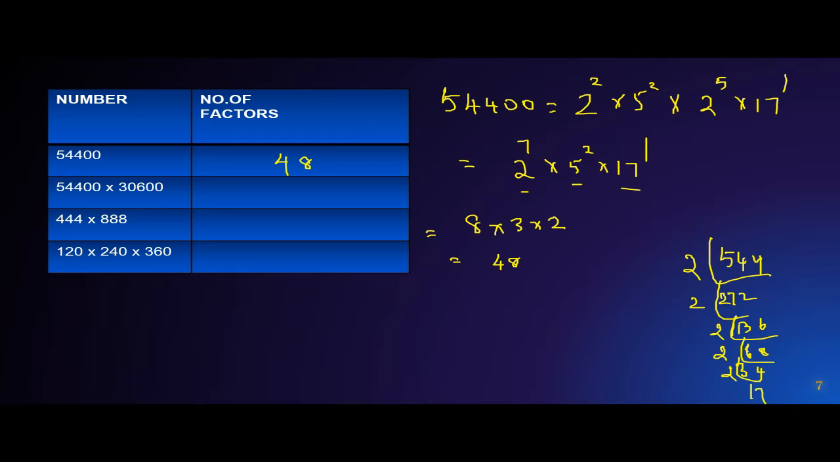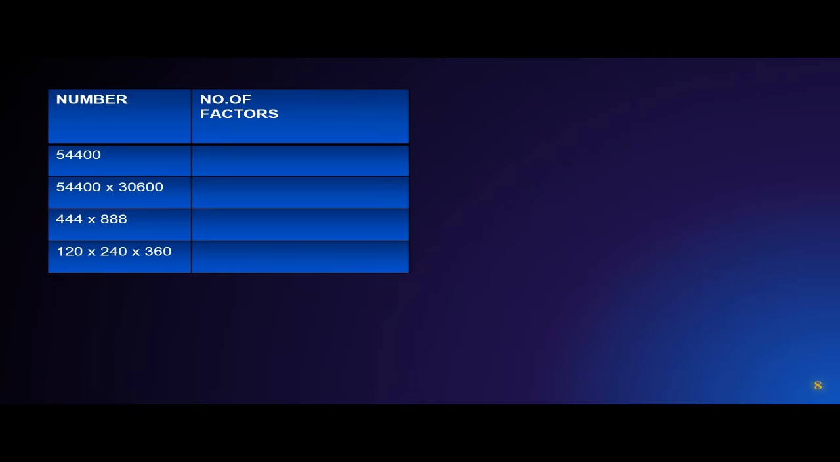And the next number is here. So we got the answer for this as 48. Okay, so let us try this number: 54,400 and 30,600. Now we are just supposed to do this for 30,600. So let's prime factorize. I'll write the number here.